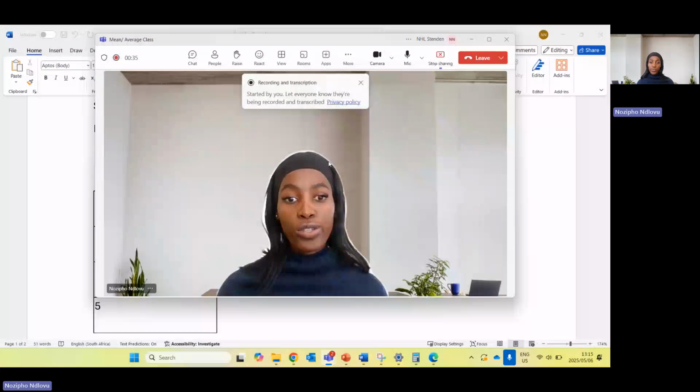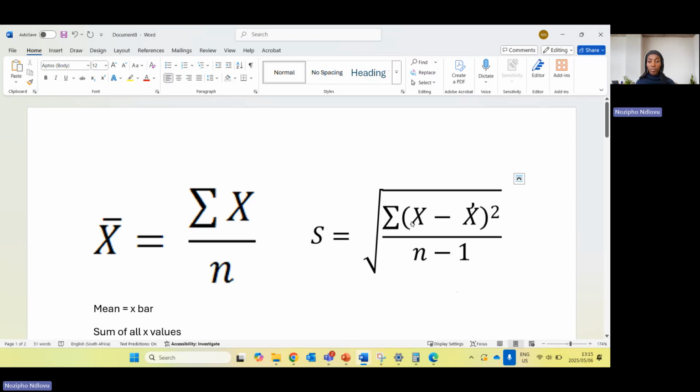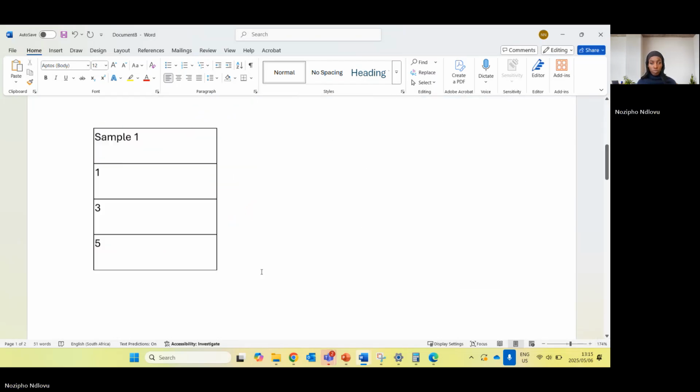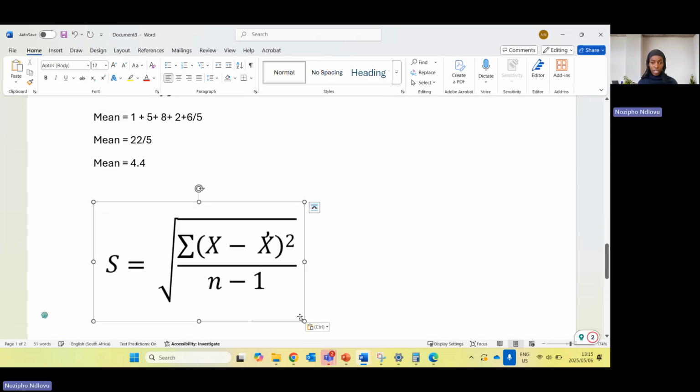Okay, now we are going to look at how to calculate the standard deviation. We have looked at how to calculate the mean. We calculated using just 3 variables, but now we are going to look at the standard deviation. Remember the formula for standard deviation is this one. I'm just going to drag it and then put it here. So now we are focusing on standard deviation.